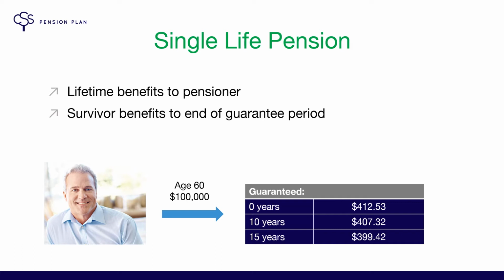Assume, for example, that you select a single life pension with a 15-year guarantee period. In our example, that would be $399.42 per month. You would receive this amount for as long as you live. If you were to pass away 7 years after your pension starts, the monthly pension of $399.42 would continue to be paid to your beneficiaries or estate for 8 years, until the 15-year guarantee period expires, and then the pension would stop. However, if you are still alive when the 15-year guarantee period expires, you would still get the $399.42 for the rest of your life, but there would be no survivor benefits upon your death.